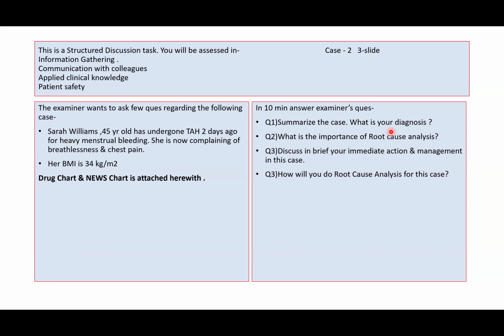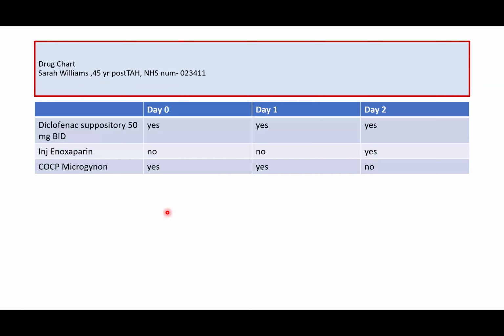All right. So, see the investigations and tell what do you think is the most likely diagnosis?